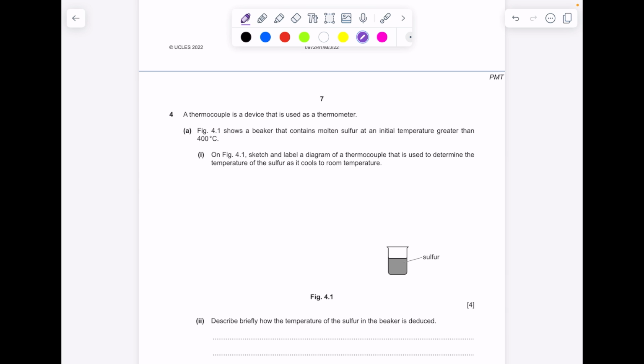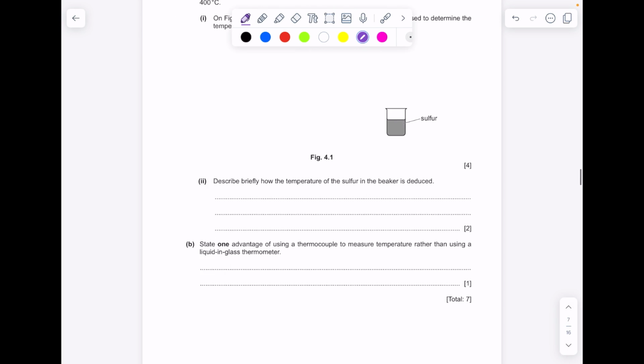So thermocouples have been removed from the recent specification change, so we're not going to answer this question.